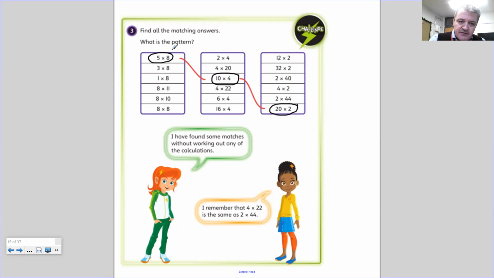Now, 5 times 8 is 40. 10 times 4 is 40. 20 times 2 is 40. Interesting. What about, let's have a look. What are we doing to this 5 for it to become 10? We are timesing this digit by 2.